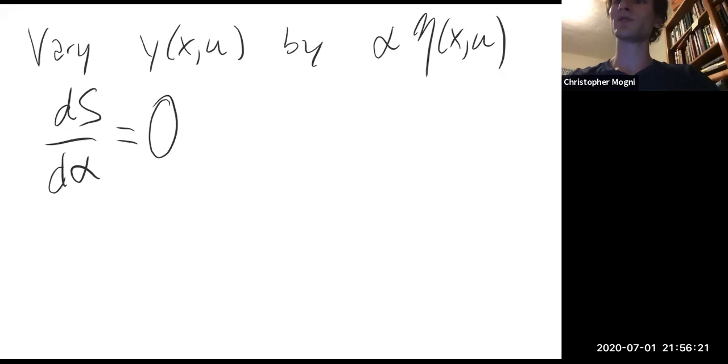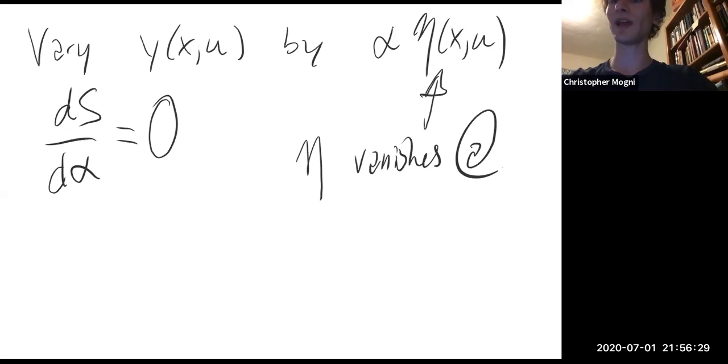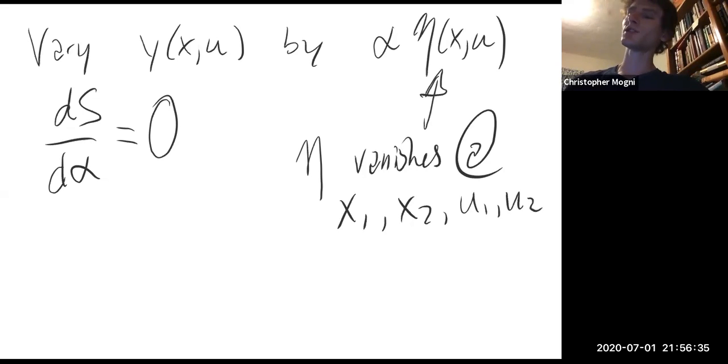So what we're going to do is impose, again, like we did, boundary conditions on eta. Eta vanishes at x1, x2, but also u1 and u2. So to clarify here, what that means is if we're at x1, so we plug in x1 into eta, for any value of u, eta is going to be equal to 0. If we plug in u1 for any value of x, eta is going to be equal to 0. That's what I mean by eta vanishes at x1, x2, u1, u2. Cool.